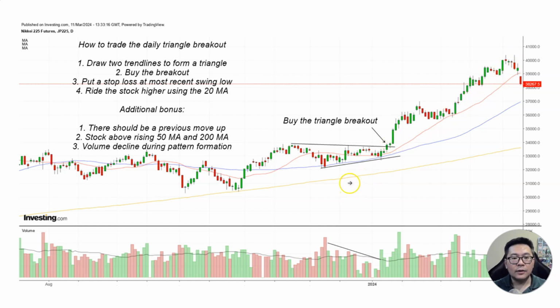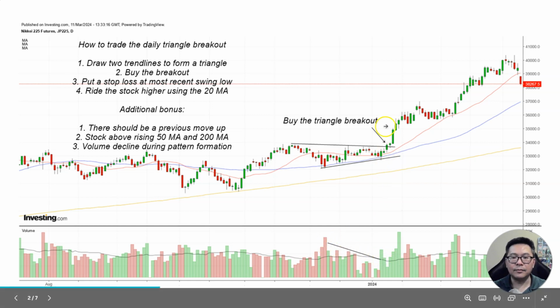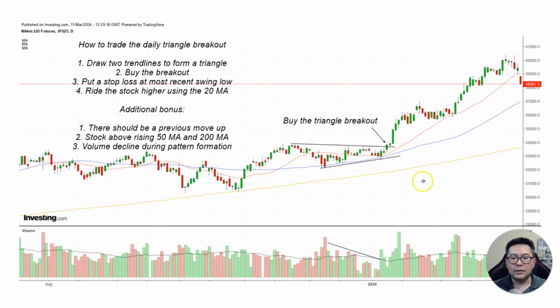So the other thing you might want to take note of is, as the pattern is forming, you want to see declining volume. Here we see volume declining, although this is an index. Maybe the volume is not accurate, but if it's a stock, definitely you want to see declining volume to tell us that players are not selling the stock, but rather staying put. And when it breaks out, you want to see higher volume as it breaks out. Okay. Although when you are buying it, you are part of the action.